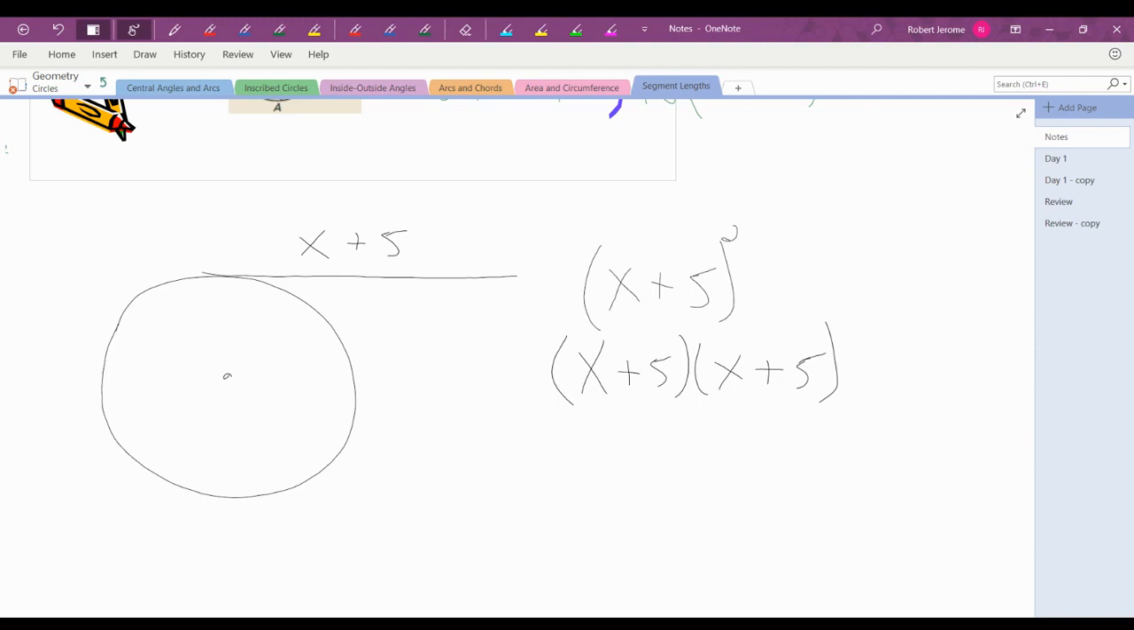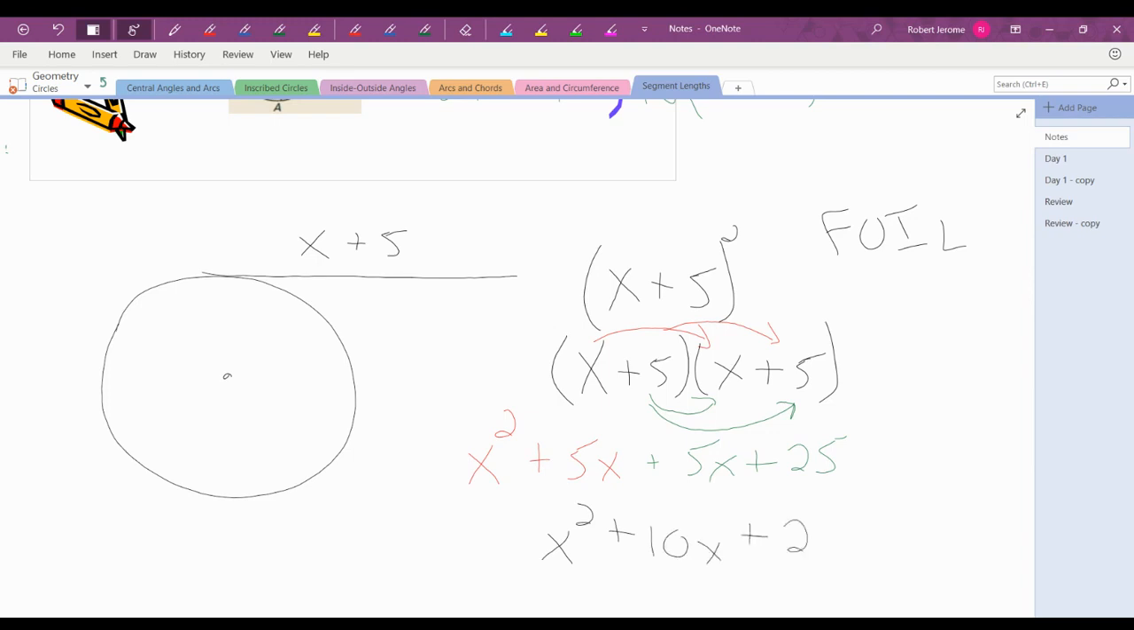So remember here, remember FOIL. So make sure that you're multiplying things out correctly. So we have x squared plus 5x. And then for the second half of it, we're going to distribute the 5. And we have another 5x plus 25. Now, we've had to do this off and on throughout the year, so you are accountable for being able to do some polynomial distribution. And in this case, we get x squared plus 10x plus 25.